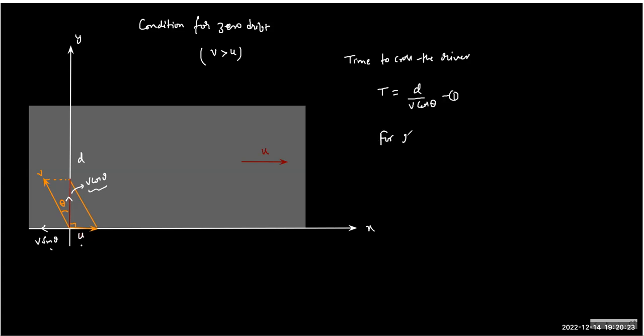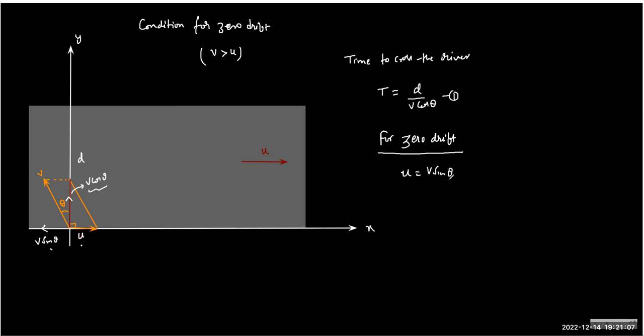So for zero drift, what we can say? The U must be equal to V sin theta. Very simple. See, let me tell you, the moment you know the line of motion, the velocity must be along that line, which means the net component perpendicular to that line must be canceling out each other. Then only this is feasible or possible. Understood?